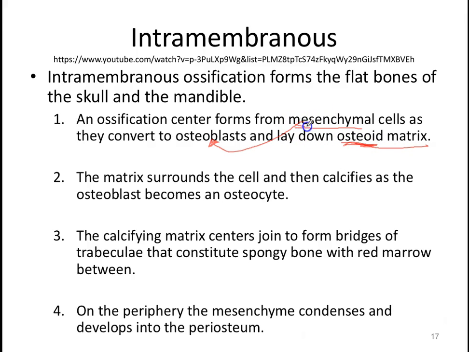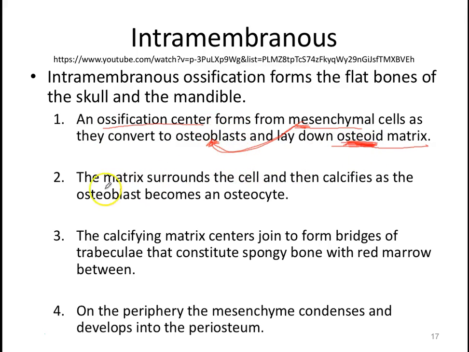So these mesenchymal cells, these undifferentiated cells, they get a signal. This is all genetically pre-programmed. They get a signal. They specialize. They become osteoblasts, and those osteoblasts start laying down this matrix. Now, the location where that starts, we call an ossification center. Simply where that's occurring, it's called an ossification center.